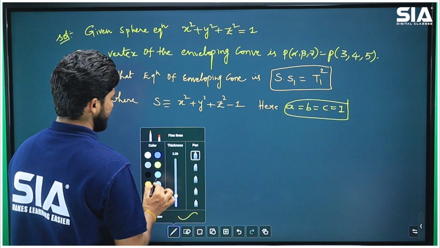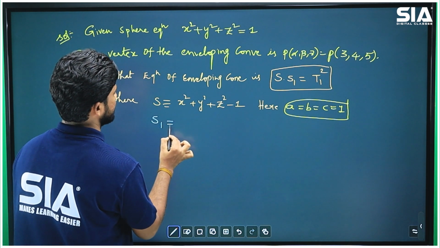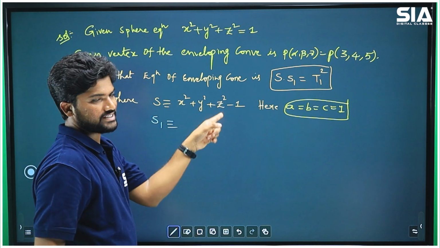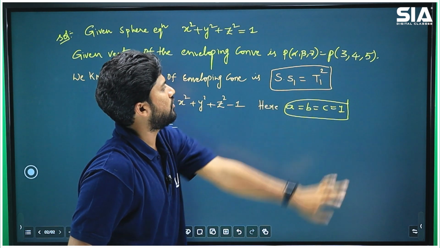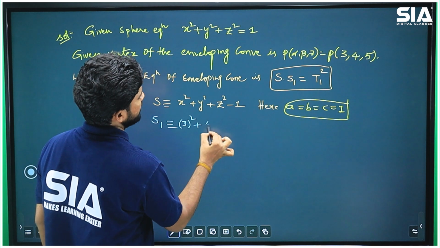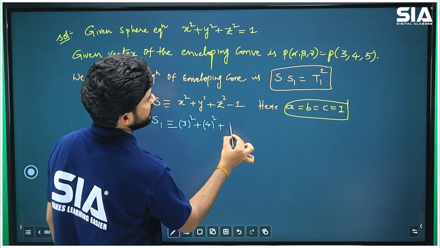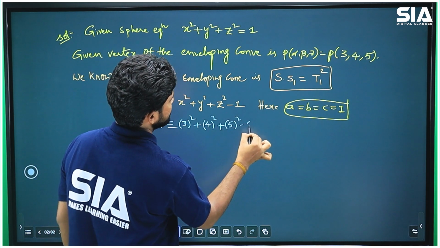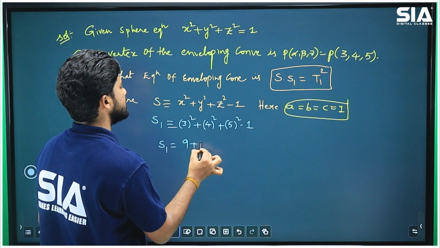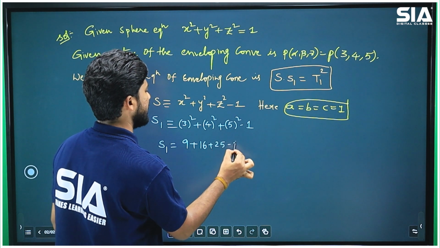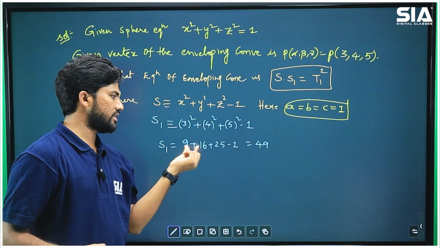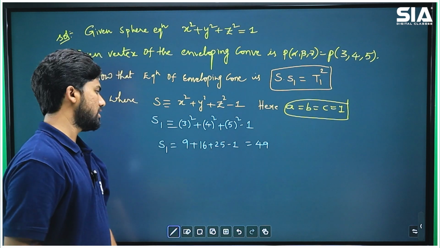Next, what is S suffix 1? S suffix 1 is equal to, in place of x, y, z in the given sphere, substitute 3, 4, 5. That means 3 square plus 4 square plus 5 square minus 1. So therefore S suffix 1 is equal to 9 plus 16 plus 25 minus 1. What is the value finally? 9 plus 16 is 25, 25 plus 25 is 50, 50 minus 1 is 49.